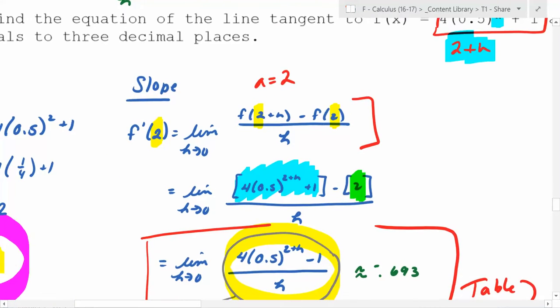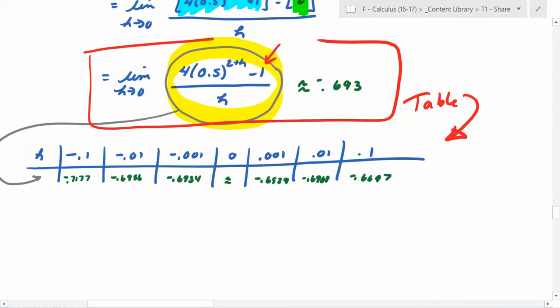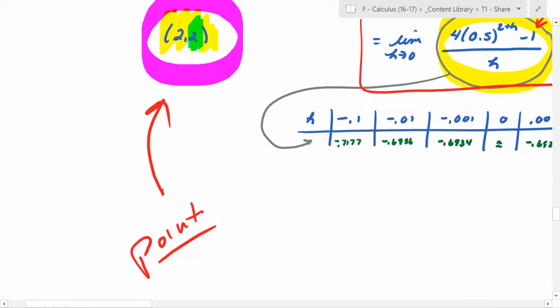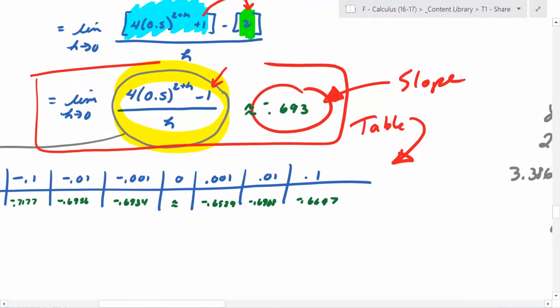So you simplified a little bit. The only thing to simplify is that 1 minus 2 is negative 1. That's it. So then you have to use a table, and then you get an approximation right there. That is your slope. You found the point over here, so what did you just find out? Slope. The slope.